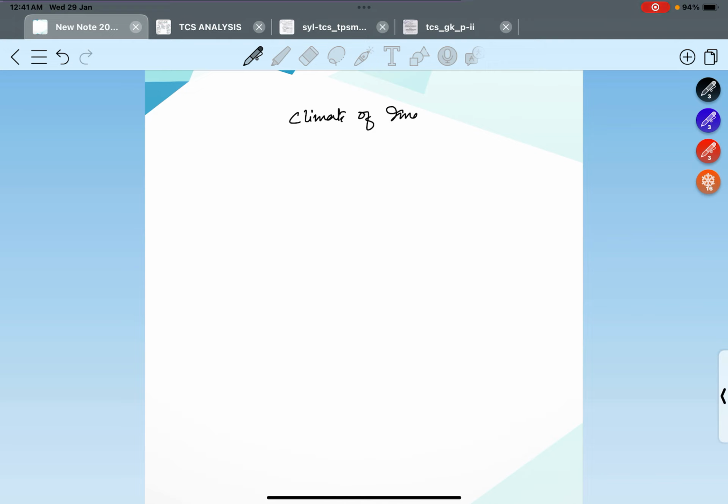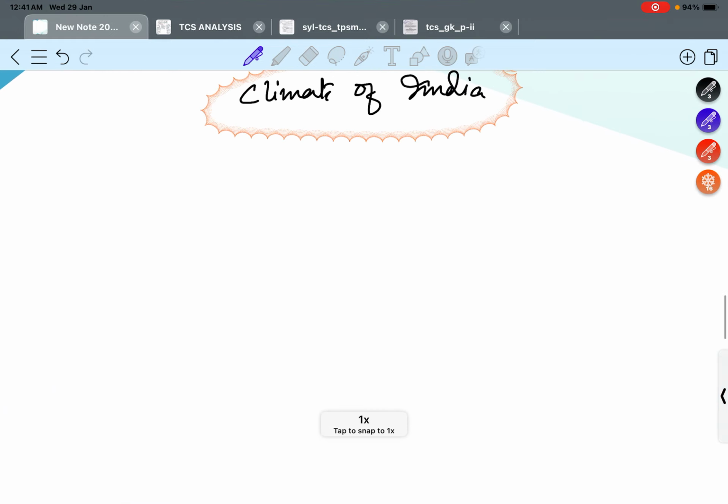Climate of India: I will tell you how much to read and how deeply you should read. Geography is a lengthy subject. You have to read it in a little more detail compared to other subjects. So in the Indian climate, what will you read?